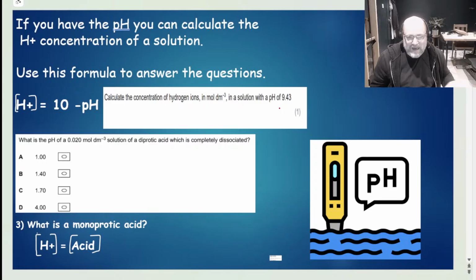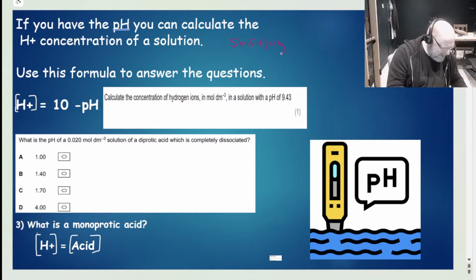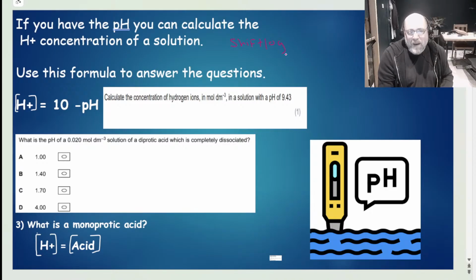I'm just going to press Shift Log. Let's do that right now. Everyone's calculator is slightly different. Some people get a little box up there. My calculator does a little arrow and then a bracket, and then I'm going to put minus 9.43.